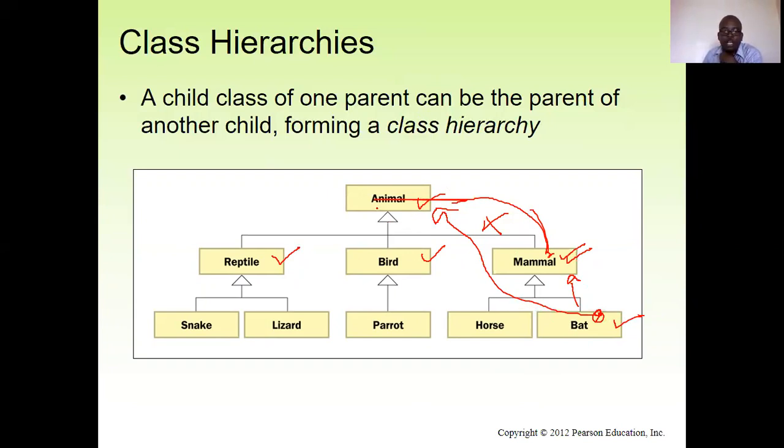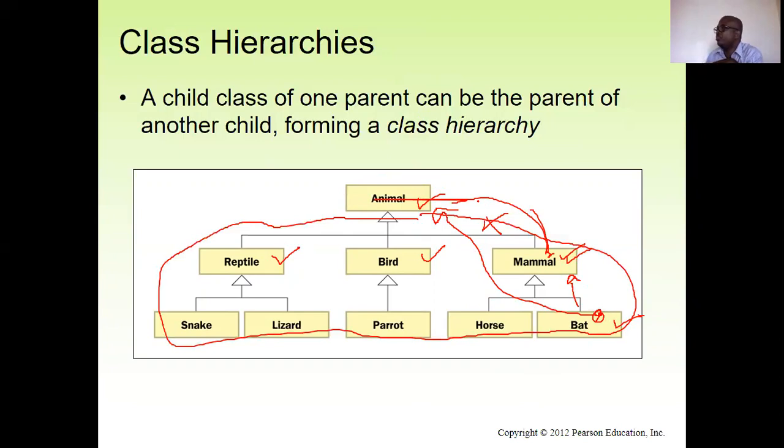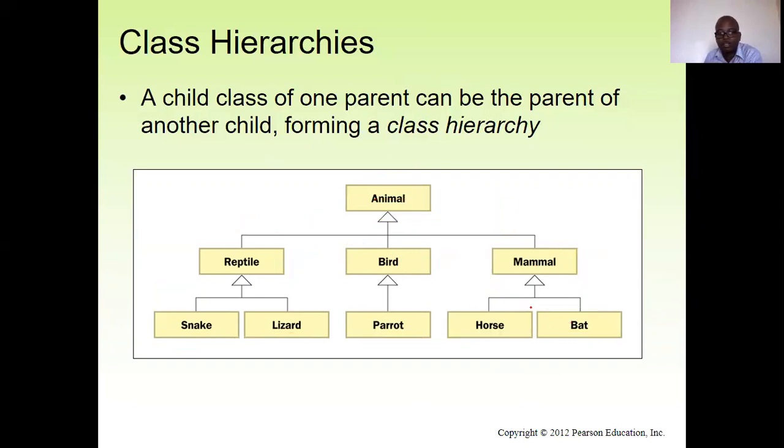Now, of course, animal is the parent of reptile, bird, and mammal, right? Any of the classes here that you instantiate can be considered in the is-a relationship. Okay? So we can say reptile is an animal, bird is an animal, mammal is an animal. But when you get down here, bat is a mammal. You don't say bat is an animal, bat is a mammal. And then you can say, a mammal is an animal.